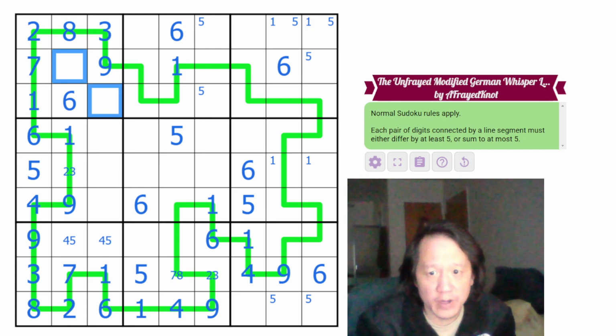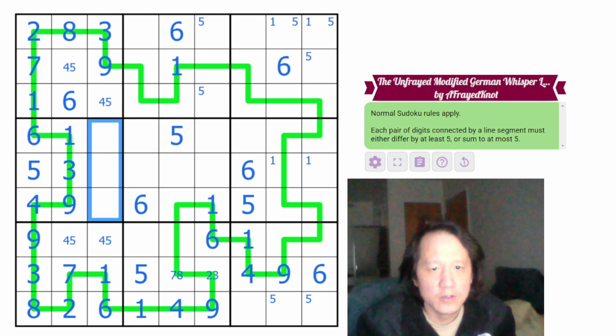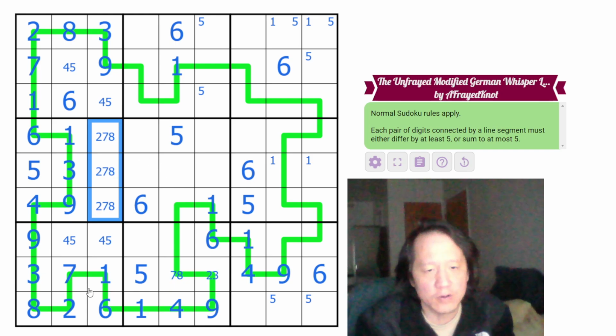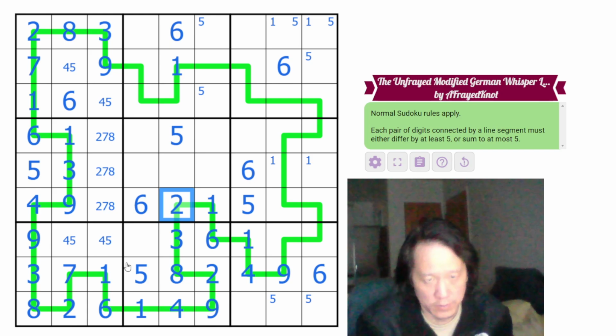This is a 4-5 pair. This can't be 2, so this must be 3. Which makes this 2, 7, and 8 here. This is 4 and 5. This can't be 7, so this is 8. This can't be 3, so this is 2. 8 can only be next to 1, 2, or 3, so this must be 3. 3 can only be next to 1, 2, or 9. So this could be 2 or 9. It can't be 9 here, so this must be 2 then. 8 is already eliminated by that.